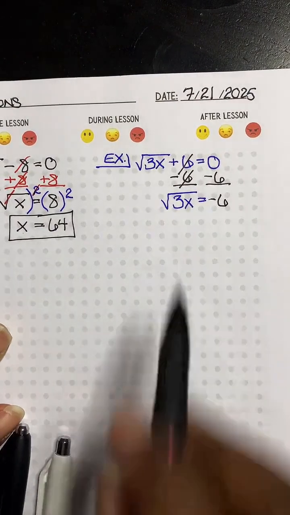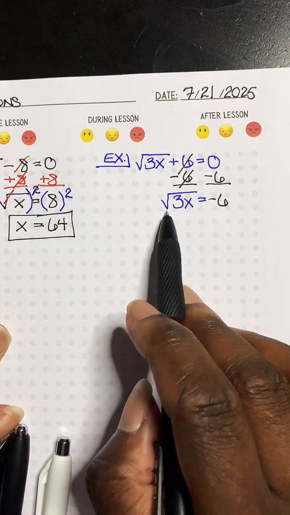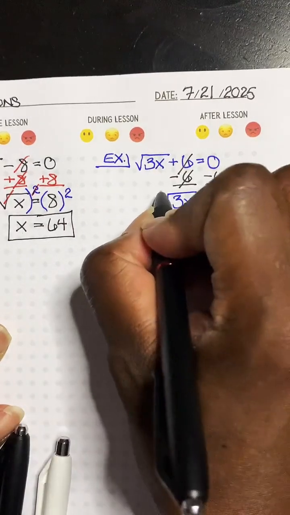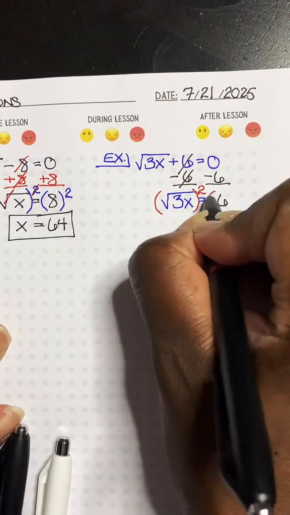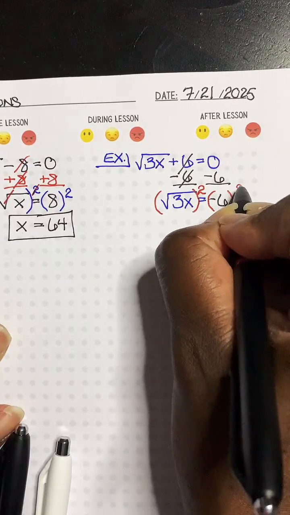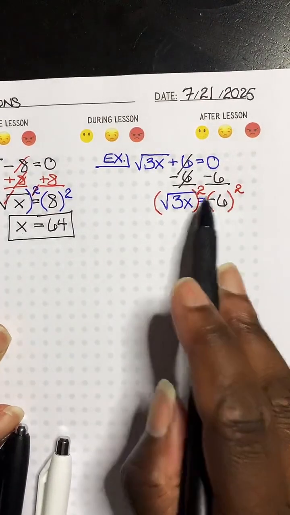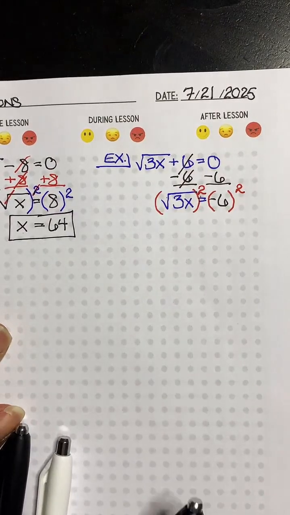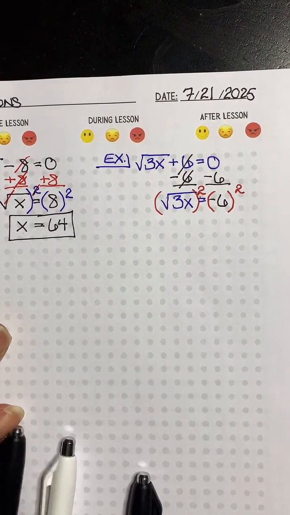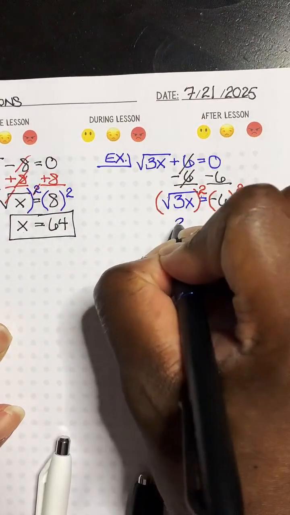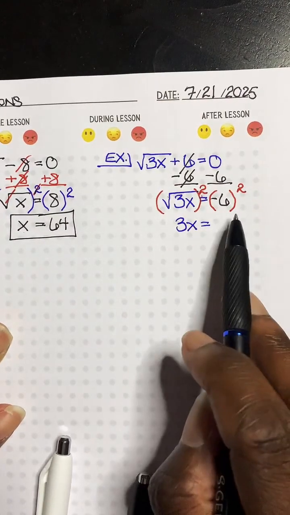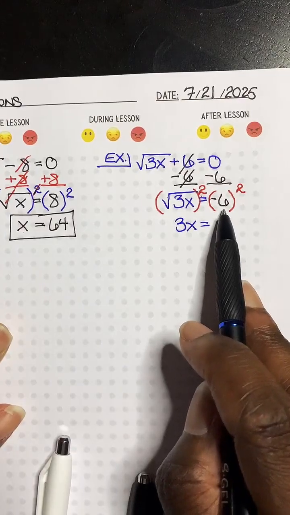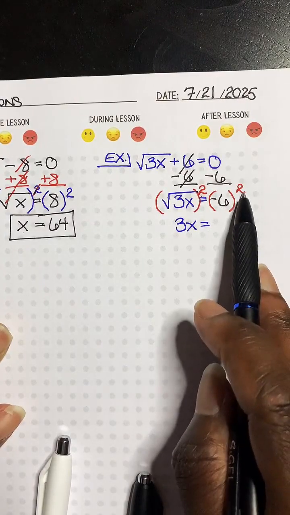So now we want to get rid of this square root. The only way for us to do that is to do the inverse of a square root, which is a square. So the square and the square root are going to cancel each other out, leaving me behind with 3x. So now you're going to have to figure out what -6 squared is.